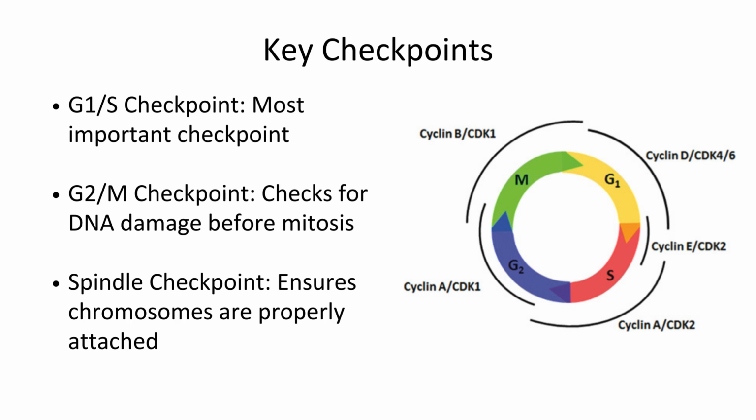The next checkpoint is between G2 and M phase. It ensures that all the DNA has been correctly and completely replicated. If there's any damage, the cycle pauses to allow repair. If the damage cannot be fixed, the cell may undergo programmed death.